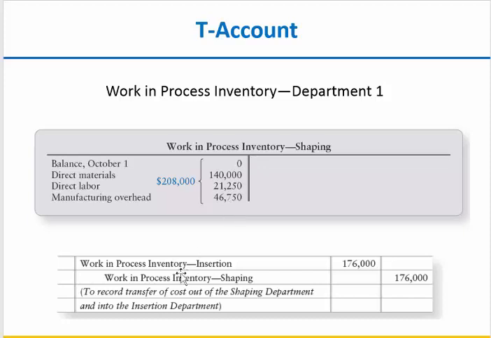Okay, so the next thing is about when you transfer from one department to the other department. For example, you have some products completed and transferred in the shipping department, then you are going to transfer them to the insertion department. There's a certain kind of cost flow here. Therefore the shipping department will receive the credit to show the transfer out, and the insertion department will receive a debit to show the transfer in. So that's how you get that.